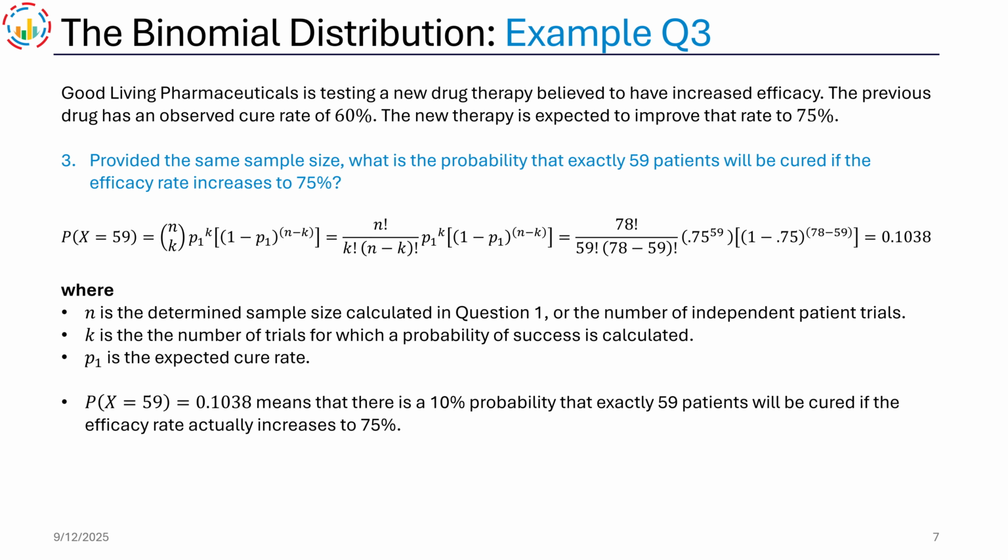Using the defined equation results in the formula of 78 factorial divided by the product of 59 factorial and the factorial of 78 minus 59. This is multiplied by 0.75 raised to the 59th power, and the result is multiplied by 1 minus 0.75 raised to the 78 minus 59th power. This calculation results in a value of 0.1038, meaning that there is a 10.38% probability that exactly 59 patients will be cured if the efficacy rate increases to 75%.